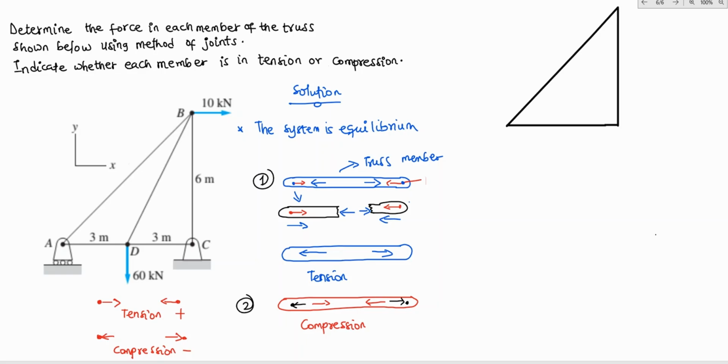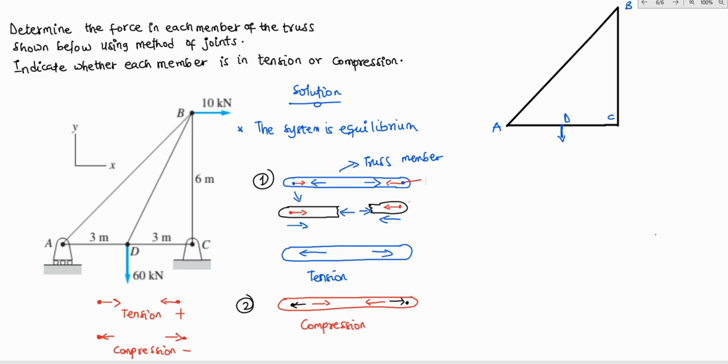Okay, so this is the truss system as a whole. At point A, this is point A. Let's put point D here. This is point D, and then this is point C. And then point B is here.